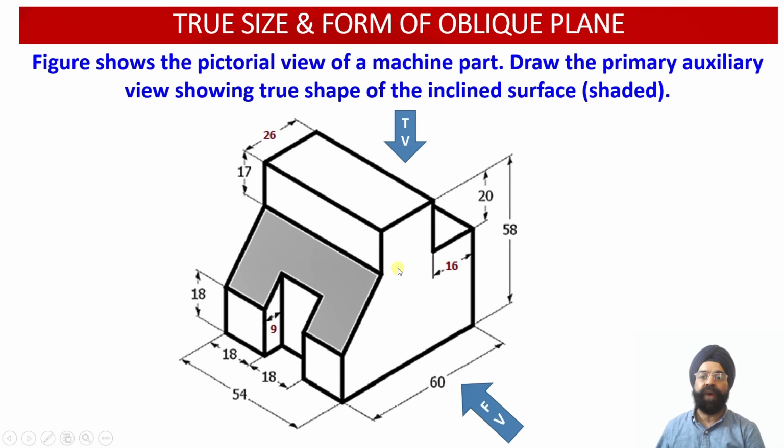So this way, in the front view, the top view or the left side view, we are not able to obtain the true shape and size of this particular inclined section surface.